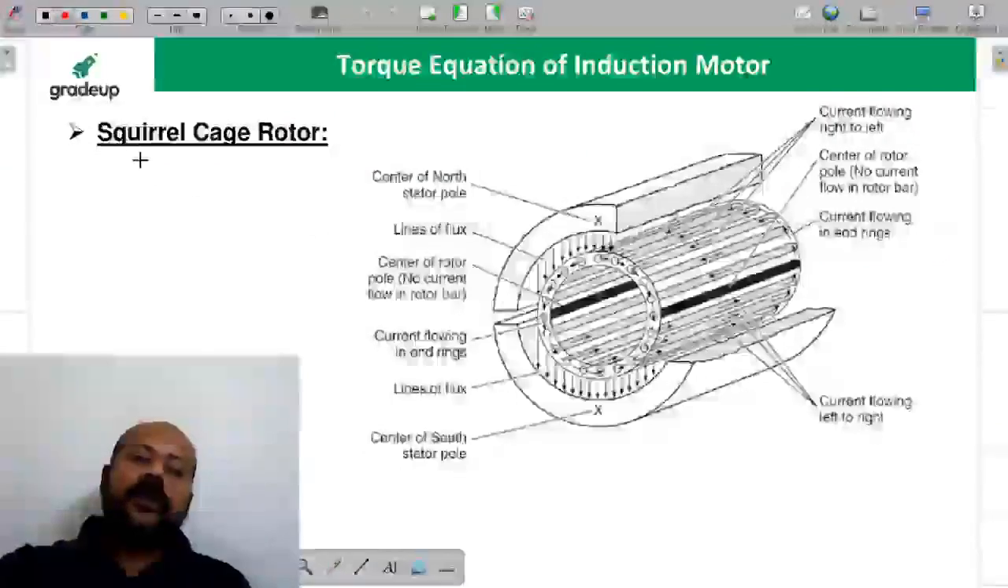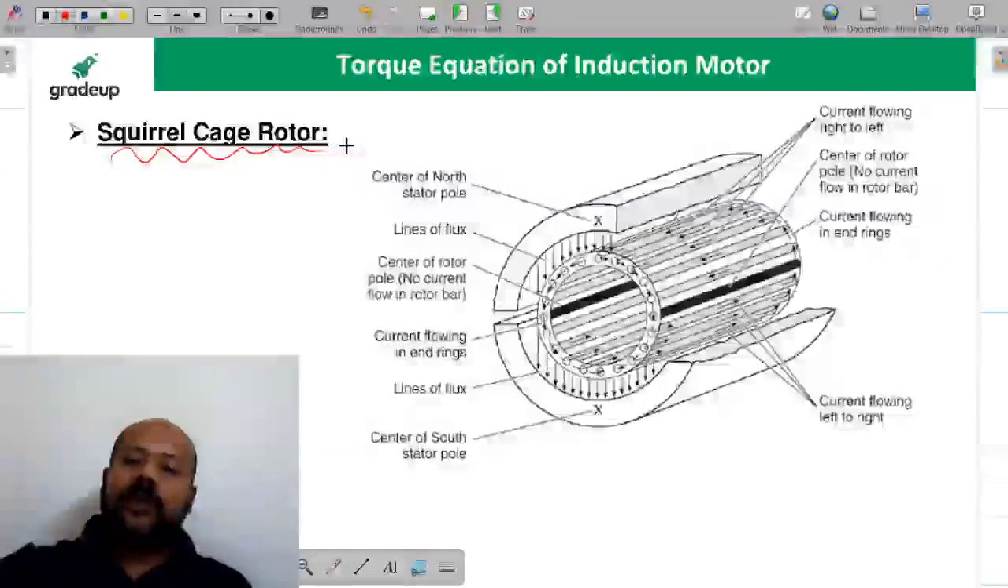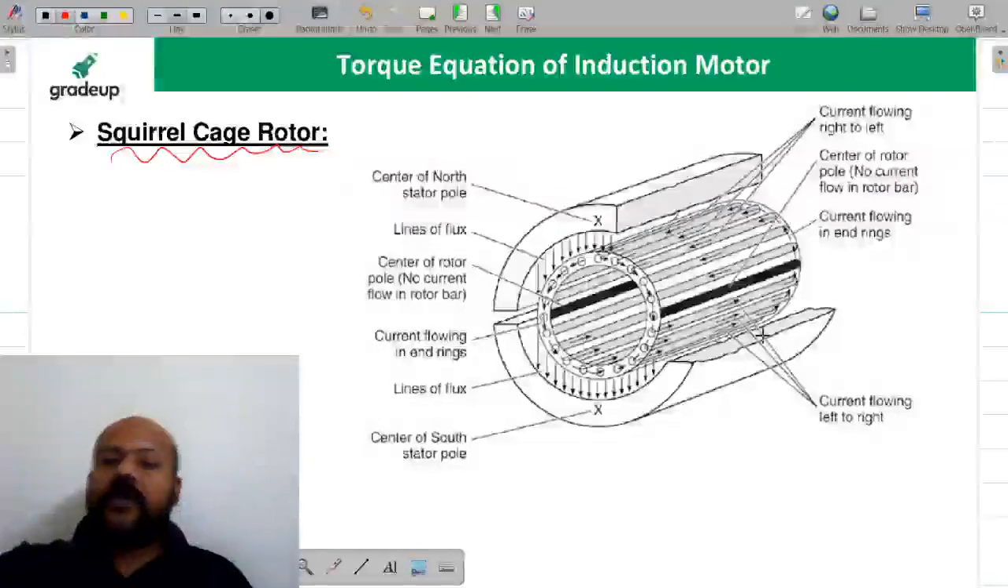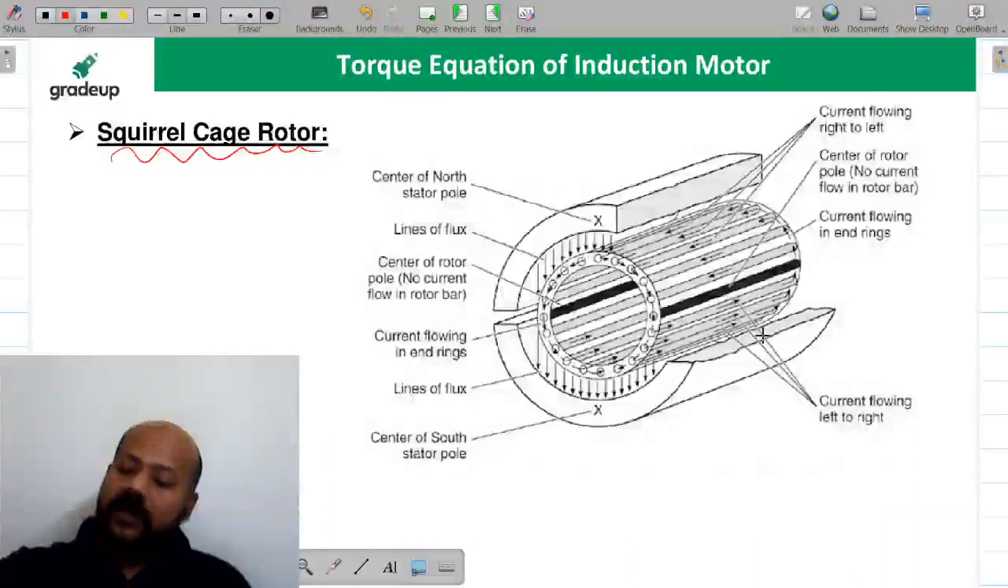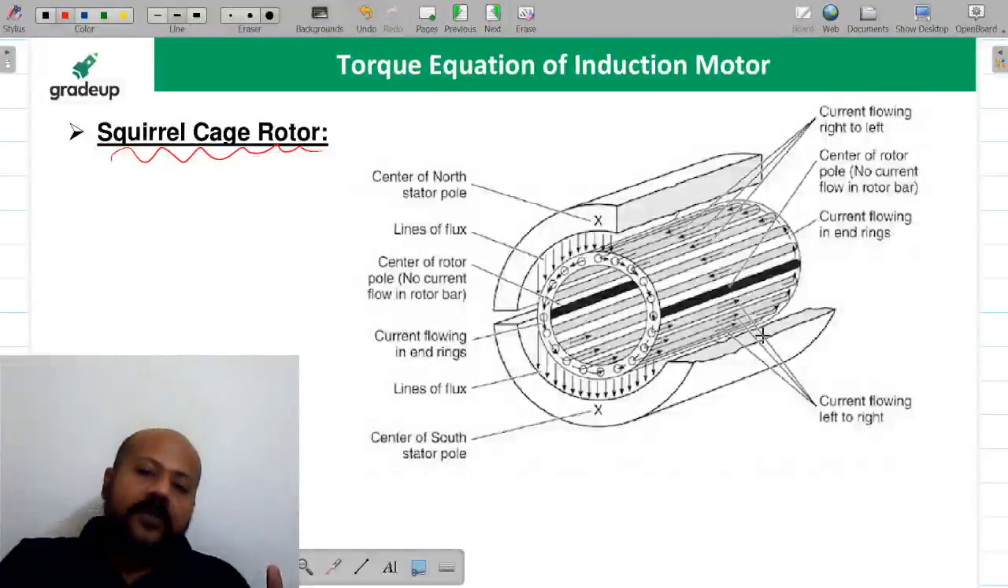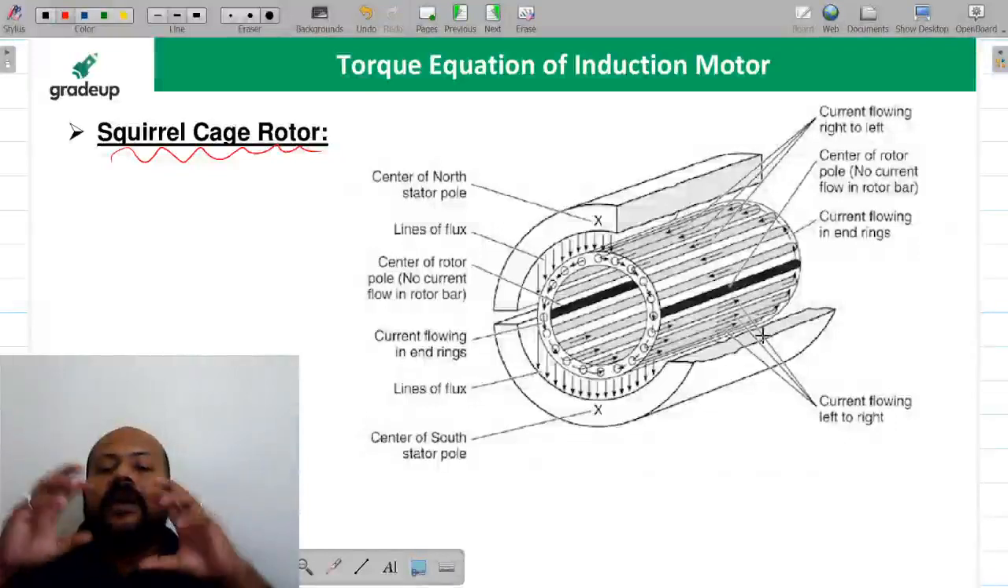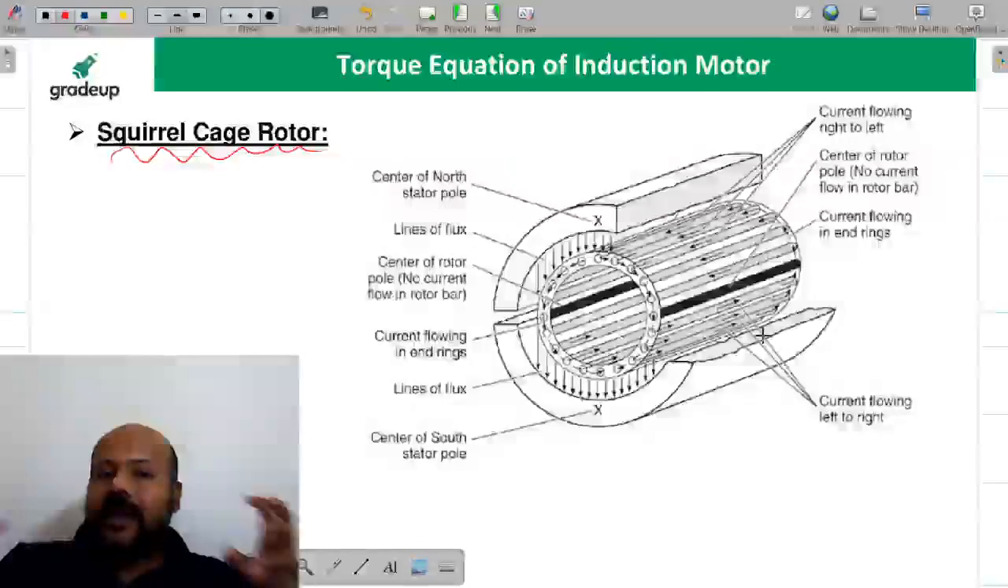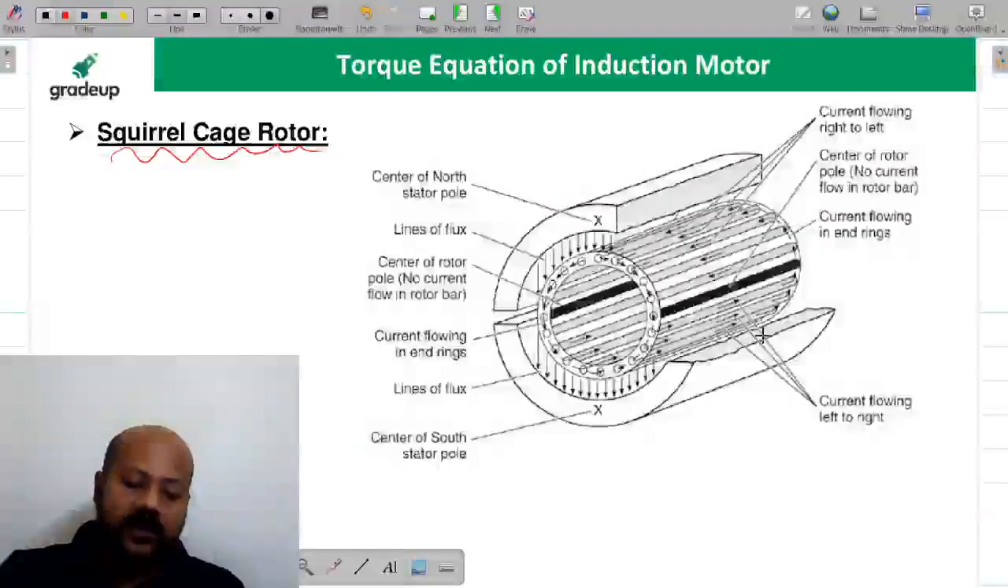Now if you see your squirrel cage rotor, you can find some analogy from here in this diagram. You keep watching this diagram and you listen to me, that your squirrel cage rotor, all of you must be knowing that it is nothing but like the old age conventional cage in which the squirrels were used to catch.